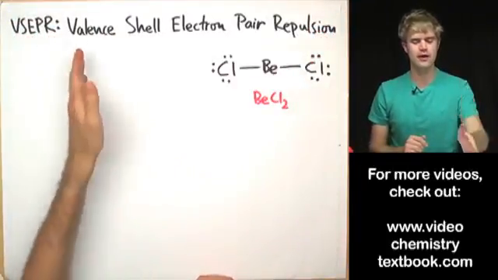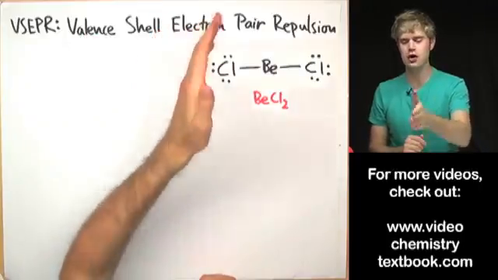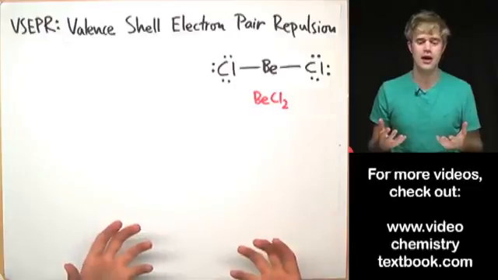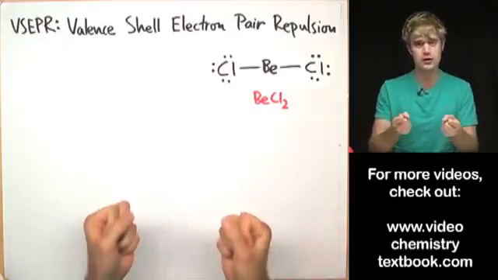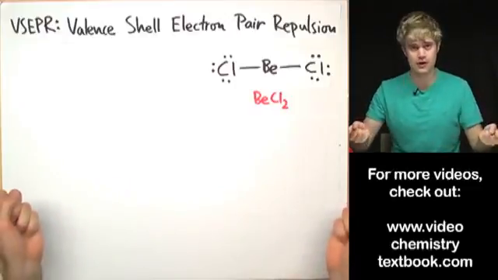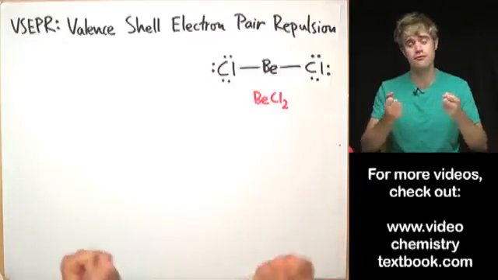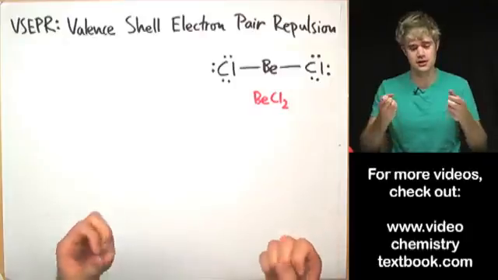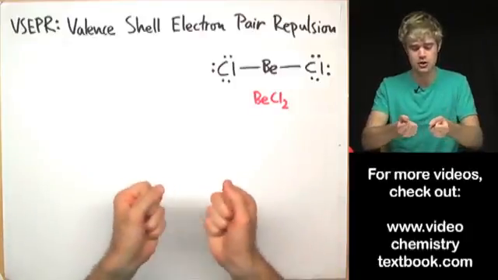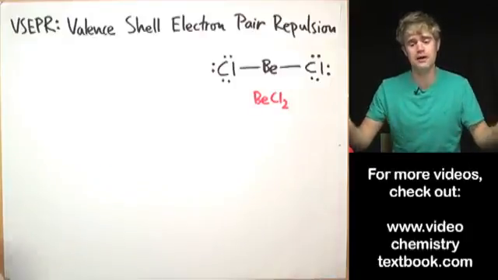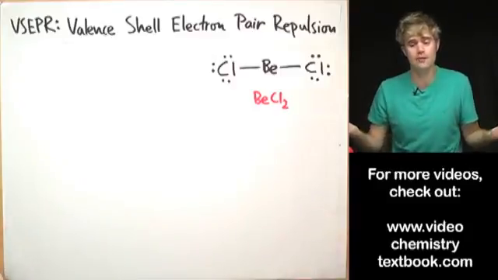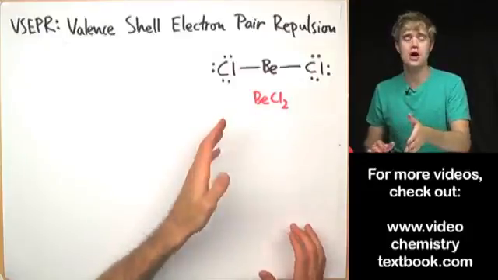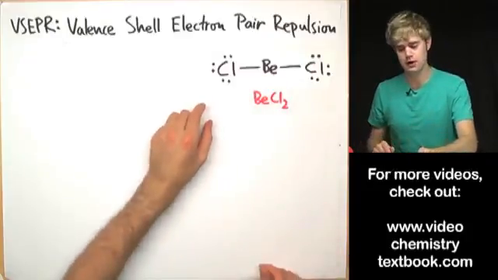VSEPR stands for valence shell electron pair repulsion, which is a really fancy way of saying that electrons or pairs of electrons want to push away from each other and be as far away as possible from each other. That makes sense because electrons have negative charges, and like charges repel, so these things are going to want to be far away from each other. Let's look at what bearing this has on the 3-dimensional shape of a molecule.